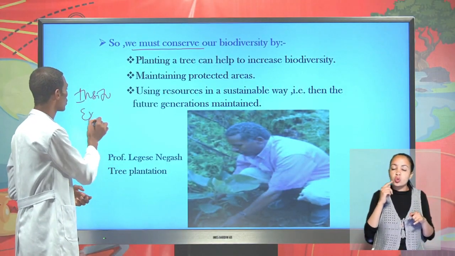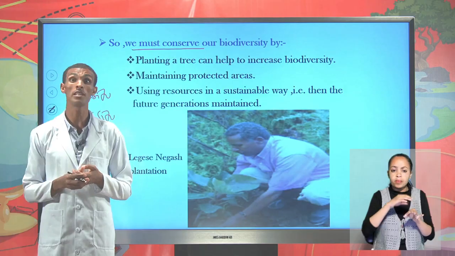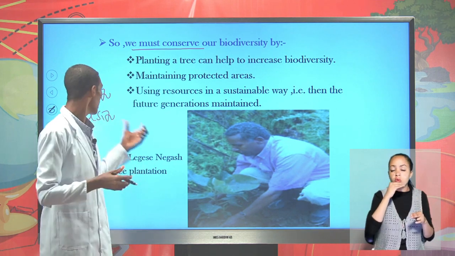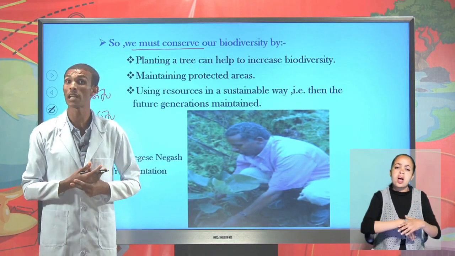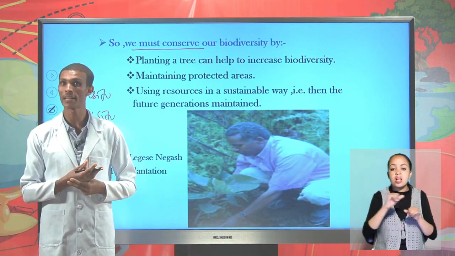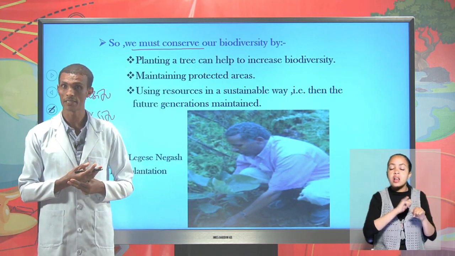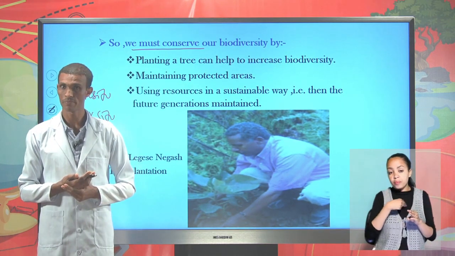Second, there is ex situ conservation. When we say in situ conservation, we mean conserving our biodiversity within a site, within their original habitat, like maintaining a national park, planting within corridors. We call this in situ conservation. When we say ex situ conservation, we mean conserving biodiversity outside of the original habitat, which we call off-site conservation, like a botanical garden, a zoological garden, or a gene banking system. We call this ex situ conservation.